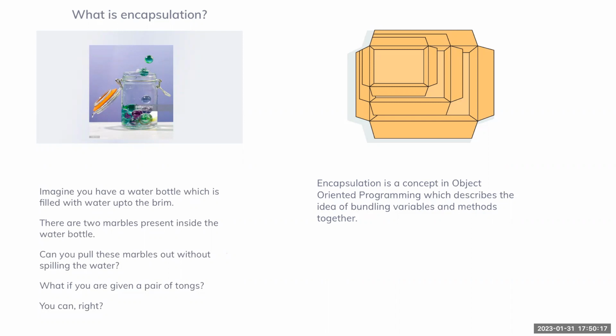So encapsulation is one of the object oriented programming concepts, which describes the idea of bundling variables and methods together. What kind of variables? When a variable is declared as private, you are not able to access it directly, but you can access it using a setter method and a getter method.